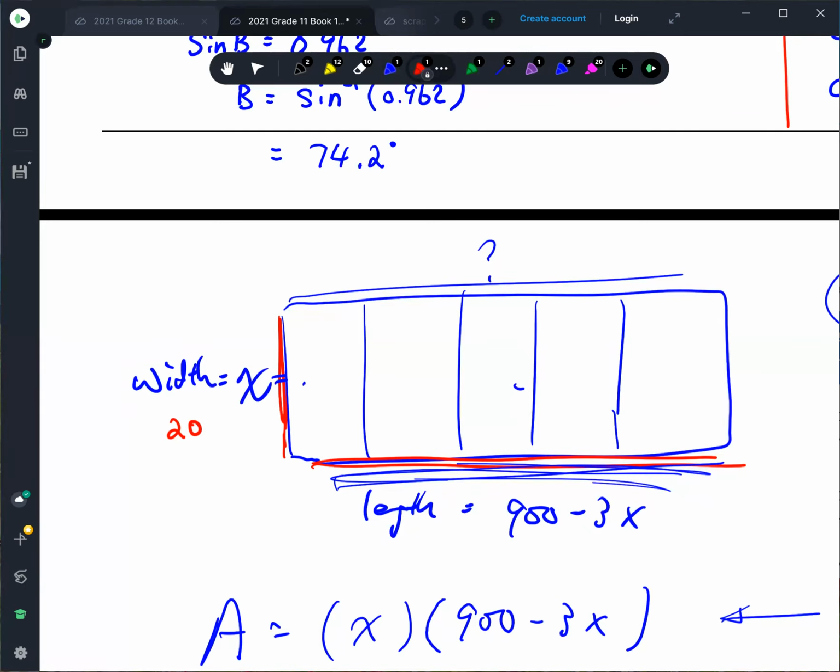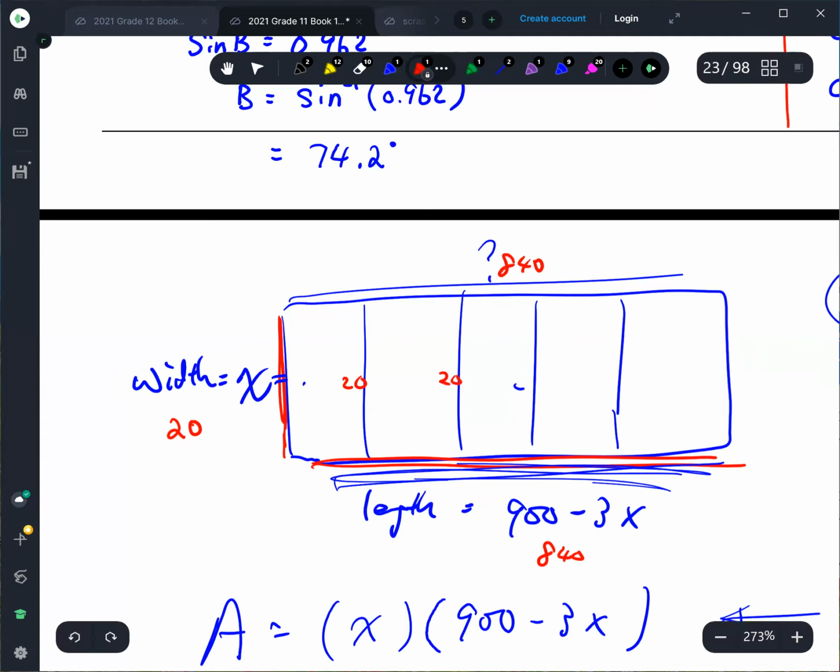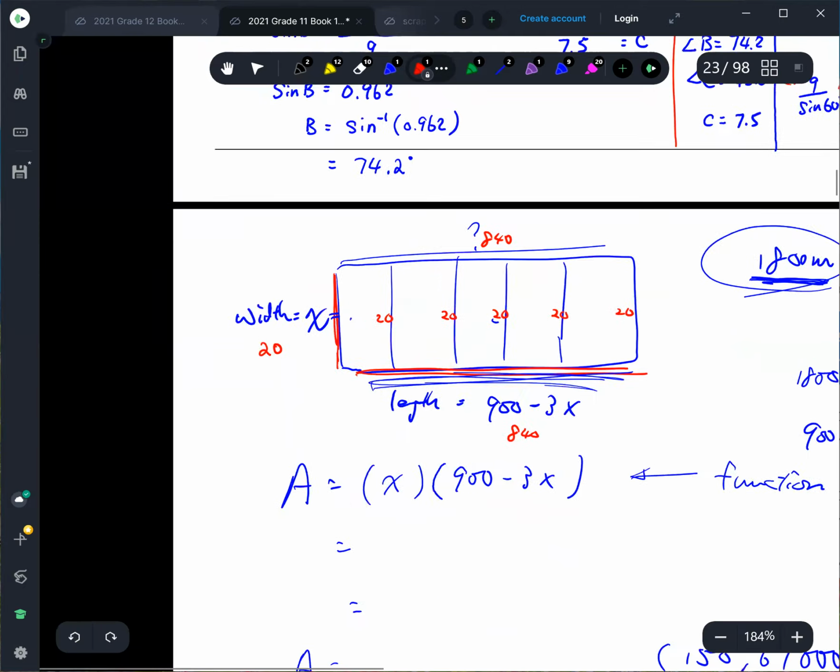You plug 20 into the length, into the x in the length. What do you get? 840. Yes, so that means you have 840 meters here and 840 up there, 20 here, 20, 20, 20, right? Yeah, so that's the length and width. It's like your let statement. You let 900 minus 3x represent the length. Your x represents the width.